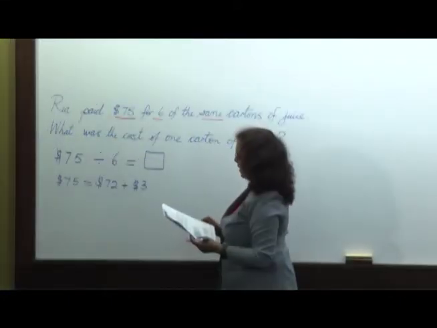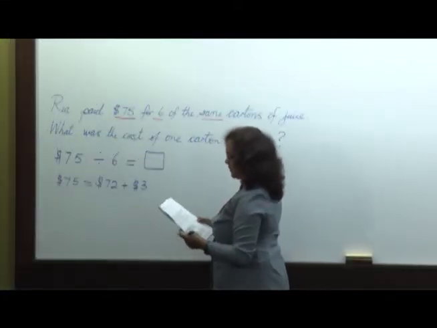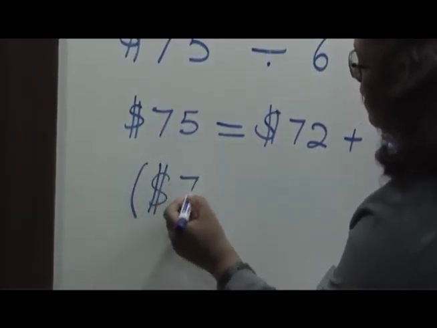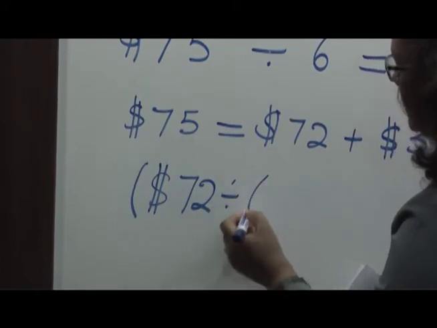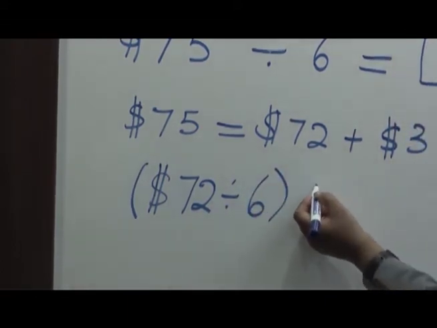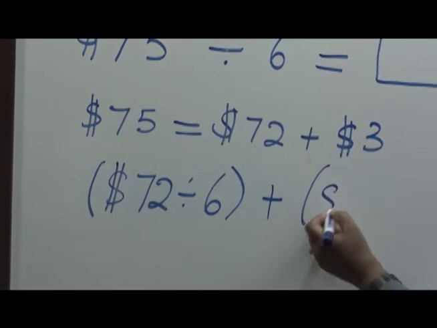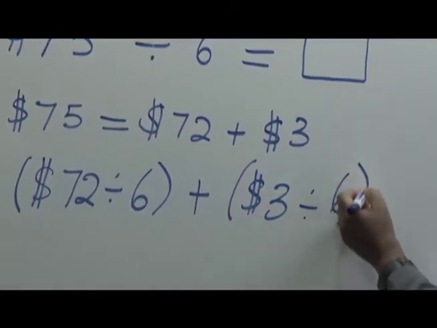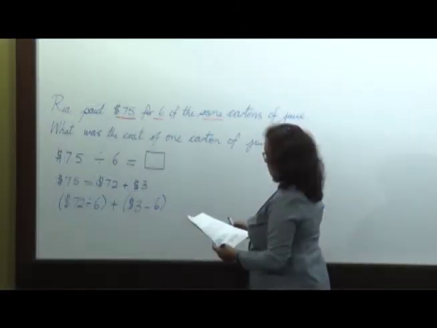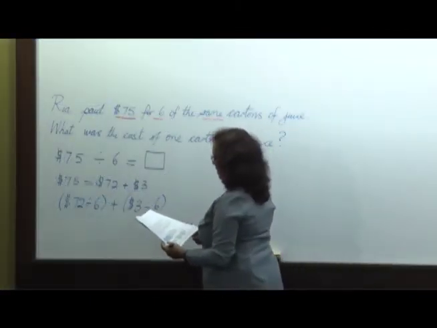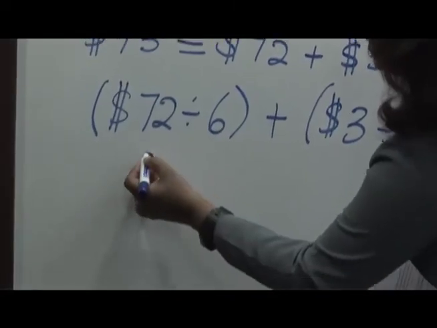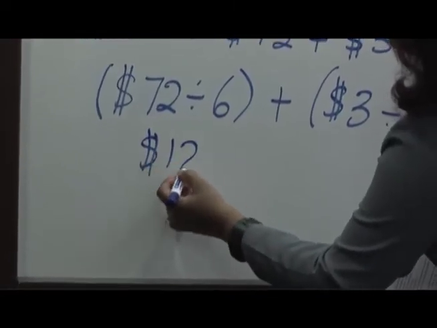And now I'm going to divide each of these numbers by 6. Let's see what happens. 72 divided by 6, and then I'm going to add my 3 divided by 6. So I know from knowing my multiplication facts and division facts that 72 divided by 6 will give me $12.